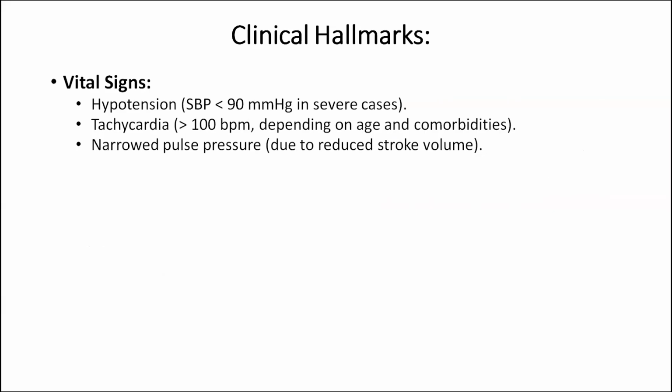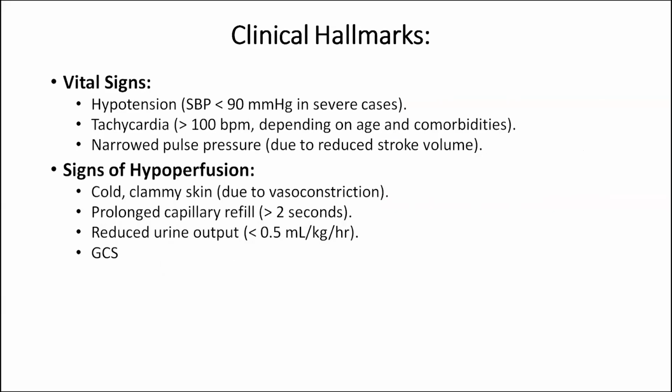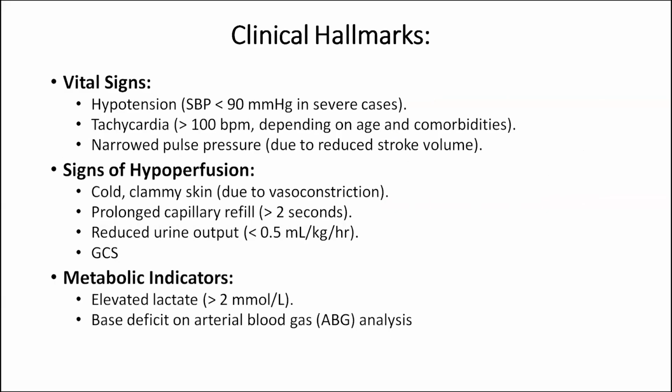What are the clinical hallmarks of hemorrhagic shock? Systolic BP of less than 90 mmHg in severe cases, tachycardia, narrow pulse pressure. Along with this, what signs do we see? Cold, clammy extremities, prolonged capillary refill time, oliguria, and altered mental status. In metabolic parameters, what do we see? An elevated lactate of more than 2 millimoles per liter and an elevated base deficit, more than minus 2 millimoles per liter. That is what we see in ABG.